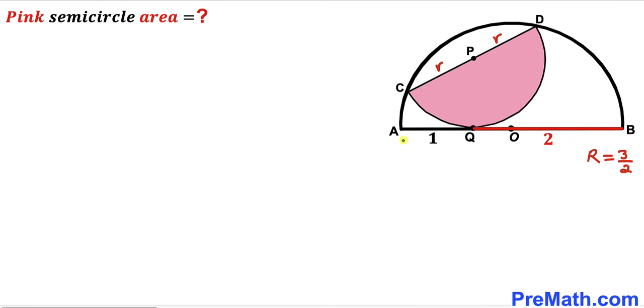And now let's make an observation. We can see that this AO is the radius of this semicircle, so this is going to be 3 divided by 2. And we know that this segment AQ is 1. So therefore, this tiny segment OQ is going to be 3 divided by 2 minus 1, which gives us 1 divided by 2. So thus this tiny segment OQ is 1 divided by 2. And in this next step, I am going to connect this center O with this center P, as you can see in this next step.